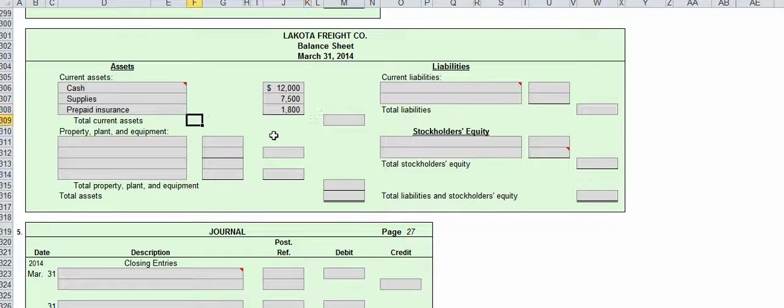Okay, now we want to total those. Our total current assets would be equal to 12,000 plus 7,500 plus 1,800, and that comes out to 21,300.